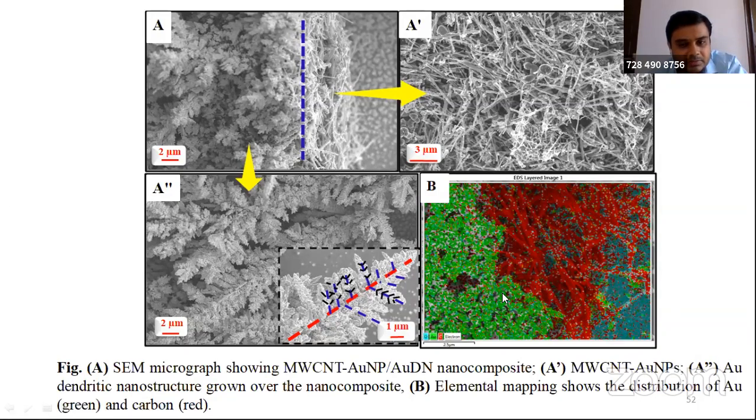So this part is basically the dendrite. These are the tubes, very clear, and these dots are the particles. So on this one system, there are three types of nanomaterials which will assist in the formation of the final sensor. One nanomaterial is gold nanoparticles, another is nanotubes, and the third is nanodendrites. That is very important, right? And this is a very classical study where different nanostructures have been utilized.